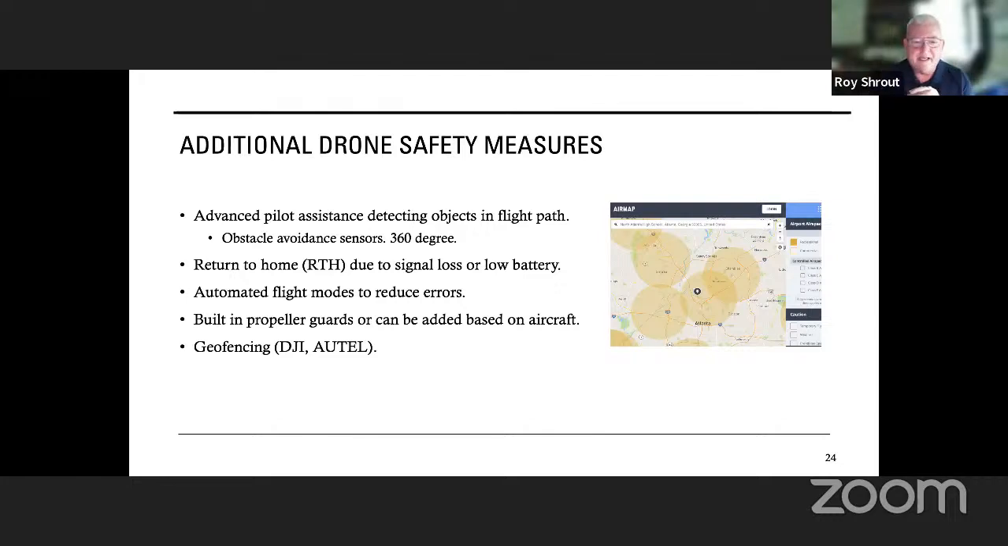Everything is geocoded. GPS is with these things, so the technology is just amazing. It'll also return to home if it gets down to a low battery. Typically, it's at 20%. It will automatically start coming back. Now, you can override it, but this is an opportunity that is going to help its safety. Automated flight modes. I could go on about this stuff for hours, but the flight modes that you can do on these drones are just ridiculous. I can set it up to do tracks. If I want to do a whole search of a field, I can set up points and then hit go.